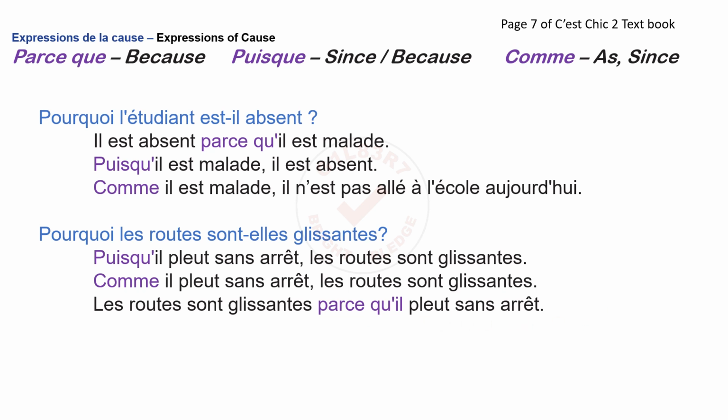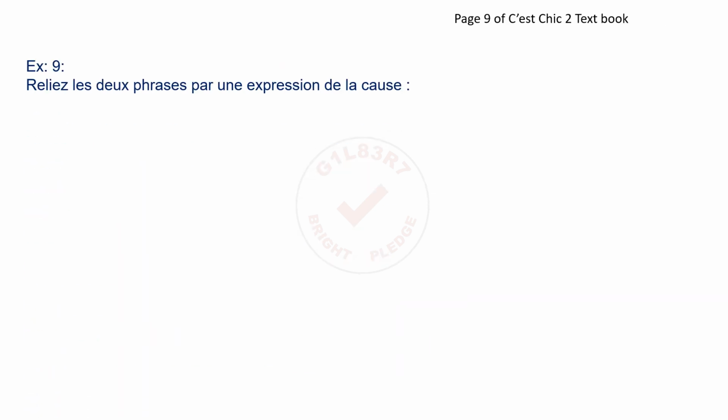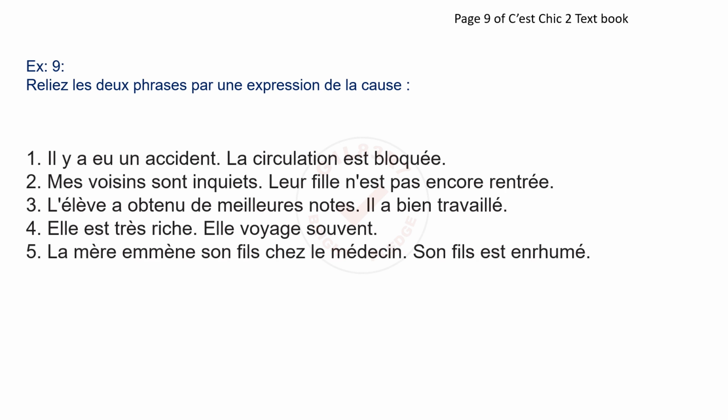So next, let's look at an exercise from your textbook, which is exercise number 9 on page number 9. It says, relier les deux phrases par une expression de la cause. So they have given you a few sentences and they want you to join the two sentences using an expression of cause. So for the first one, it says, il y a eu un accident, la circulation est bloquée. So there was an accident, the traffic is blocked.